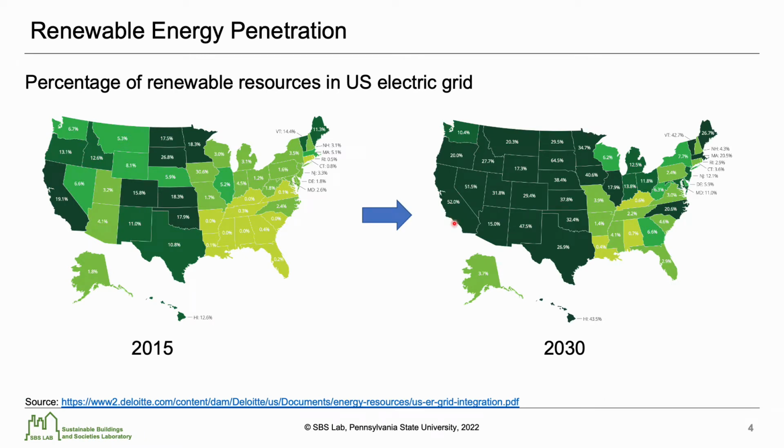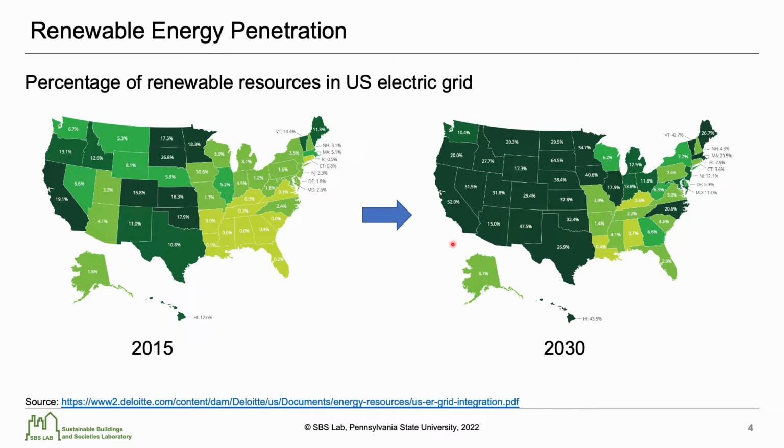To mitigate the climate change issues, people are adopting more and more renewable resources in our electricity generation. For example, the left figure shows the percentage of renewable resource in the U.S. electricity grid in 2015. The right figure shows the projected percentage in 2030. As we can see, in most states, the percentage of renewable resource is going to be doubled in 15 years. In some states like California or Nevada, the percentage of renewable will be more than 50% of our total electricity generation.